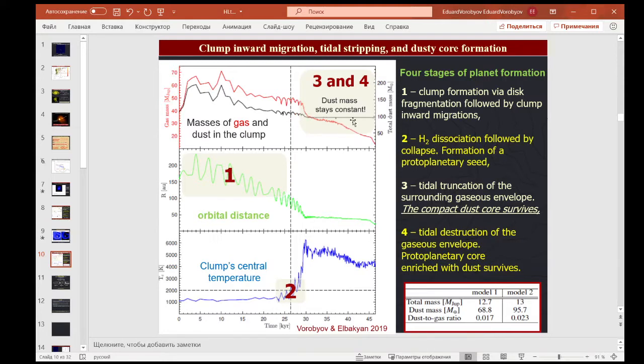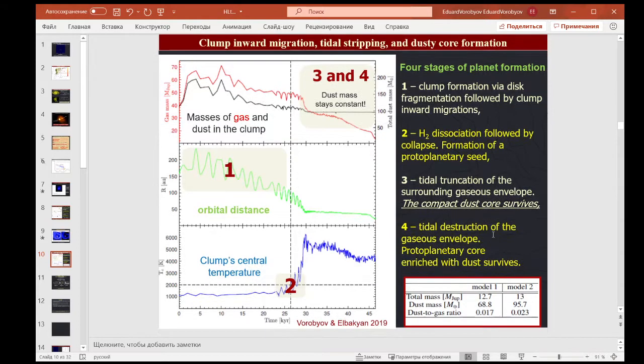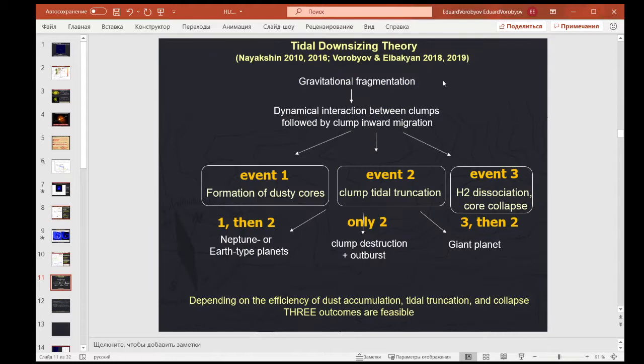However, the mass of the dust stays constant during this whole process, meaning that the dusty core is very compact. The dust core is very compact. It's not subject to tidal destruction. And finally, we have a protoplanetary core enriched with dust. And the dust to gas mass ratio is a factor of 2 greater than the usual value. What we saw, this process, is known as the tidal downsizing theory. It was put forward by Sergei Nayakshin.